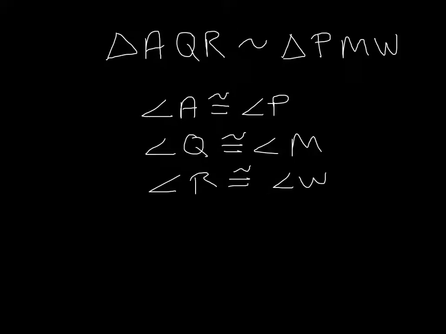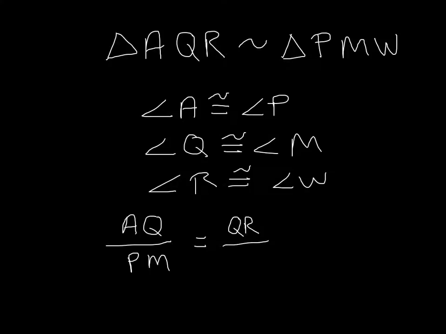The other thing you can assume is that AQ, meaning the length of the segment AQ, has to compare to its matching side in the other figure, PM, in a ratio that has to be equivalent to, let's say if I pick QR, the way it compares to MW. So it's saying that the corresponding sides have to be in equal proportion.